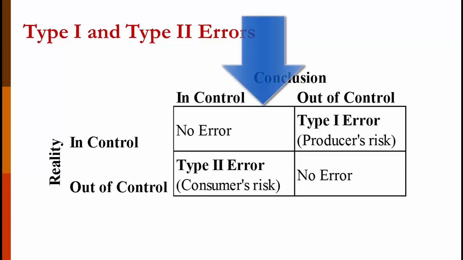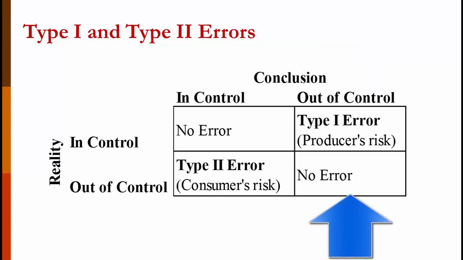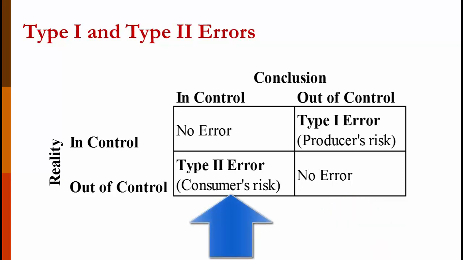There are 4 possibilities. In reality, it's in control, and we conclude it's in control, so we made the right decision. In reality, it's in control, and we conclude it's out of control. So we scrap a batch of stuff that we produced, even though it's good, because we mistakenly concluded that it was bad. That cost the producer money. That's why we call it the producer's risk. In reality, it's out of control, and we conclude it's out of control. Again, we made the right decision. We scrapped a bad batch. Or, it's out of control. In other words, it's a bad batch, but we conclude it is in control. In other words, we ship a bad batch to the consumer. The consumer gets a bad product, so we call that the consumer's risk.